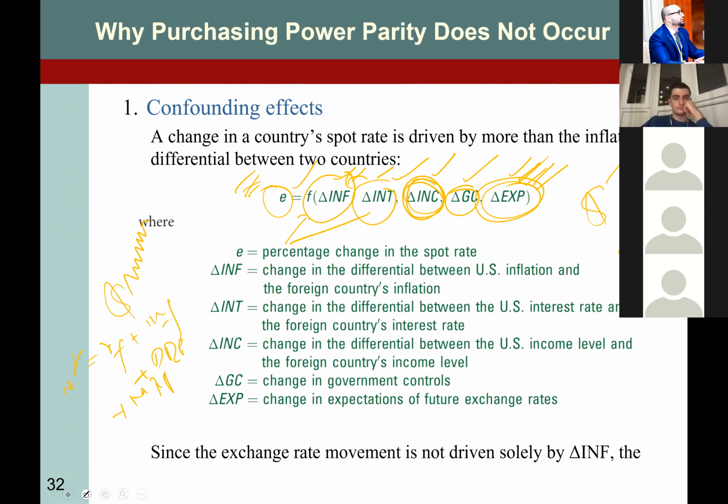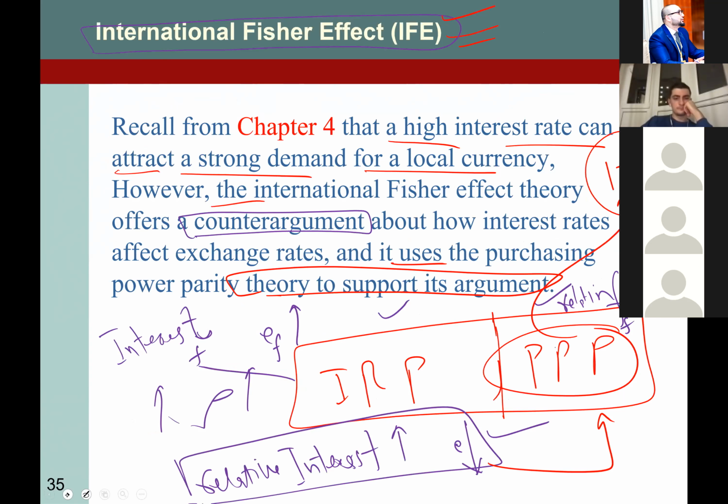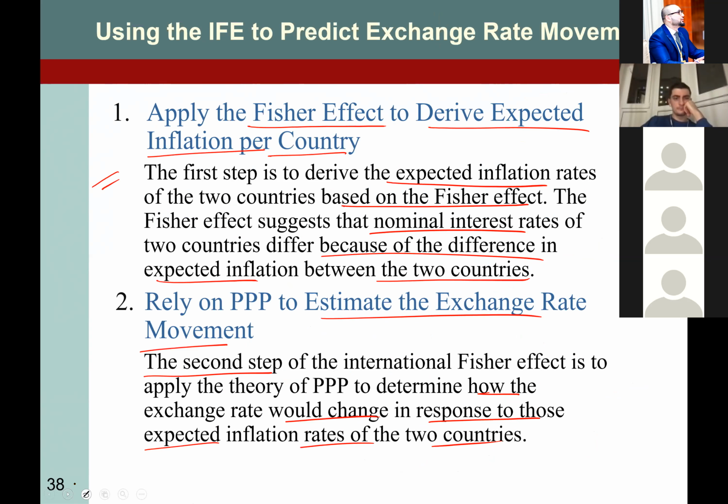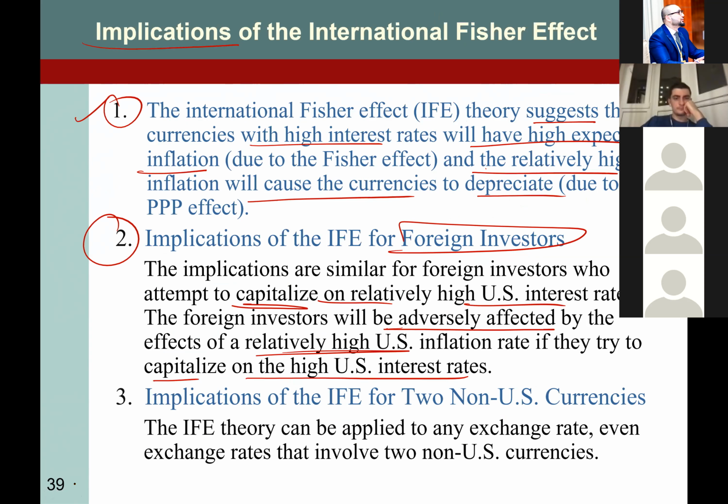So the international Fisher effect says that you base your decision on the basis of PPP. So IFE and PPP are closely related. Both have the same decision rule. So let's talk about the third one, implication for non-US currencies. The IFE theory can be applied to any exchange rate, even exchange rates that involve two non-US currencies.